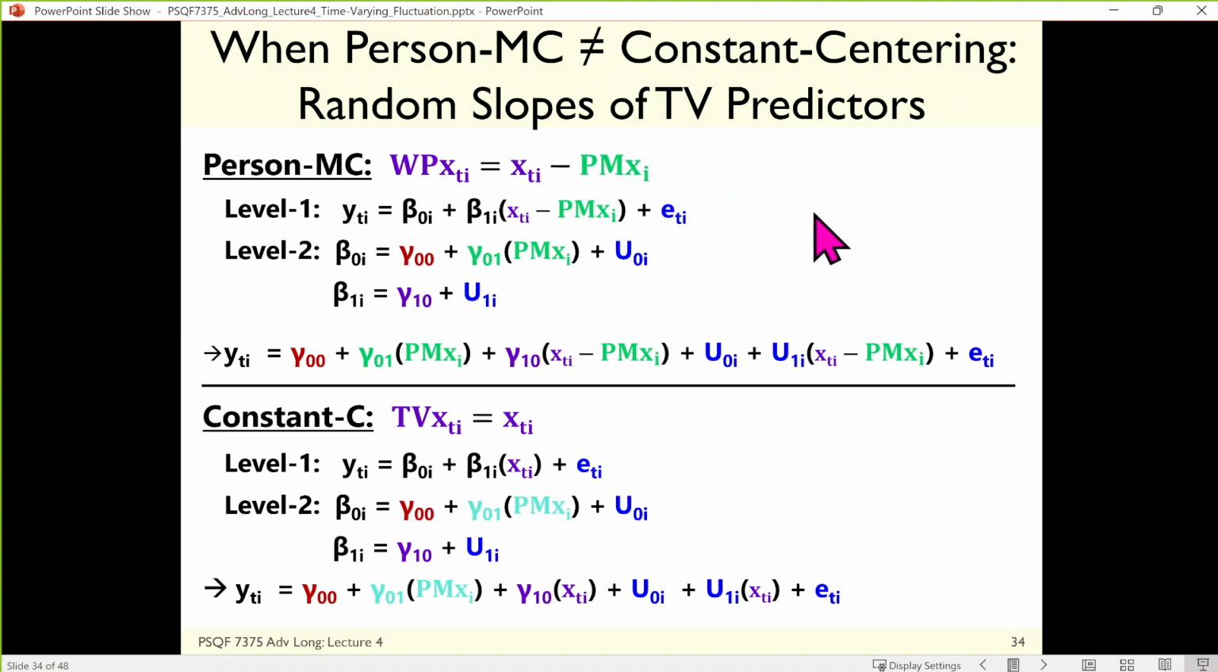So here's where the equivalency stops. What if I want a random level 1 slope? Can I do that? Can I have a random level 1 slope? Is that the interrobang thing? Yeah, that's where I'm going.